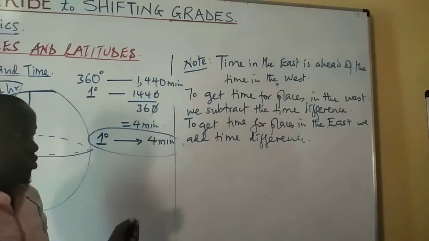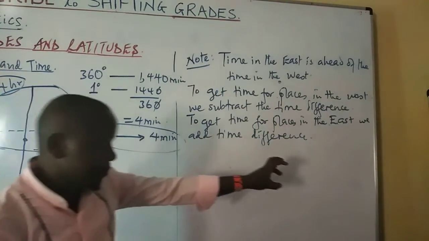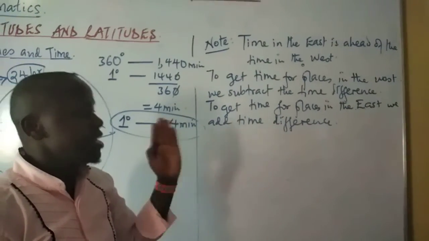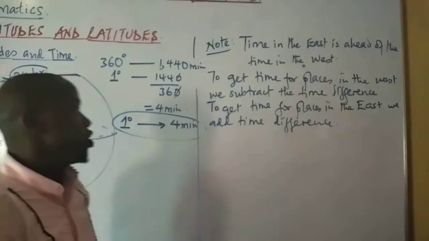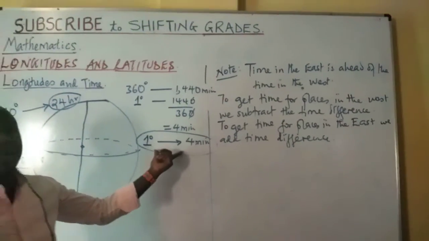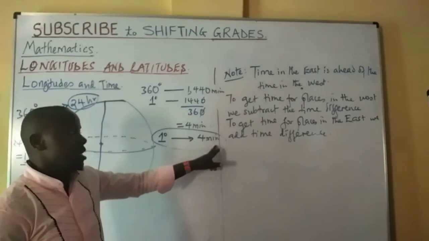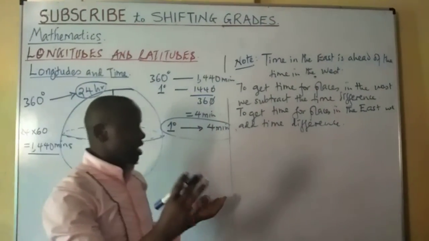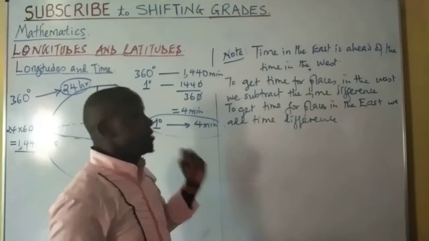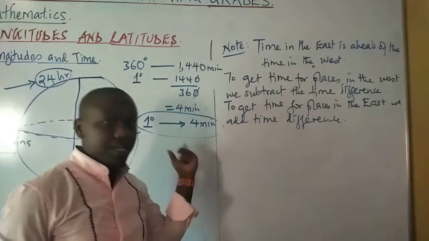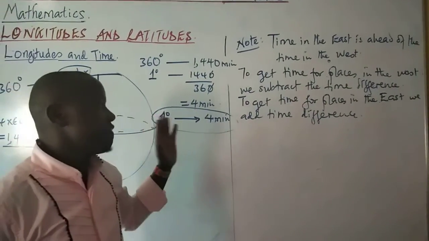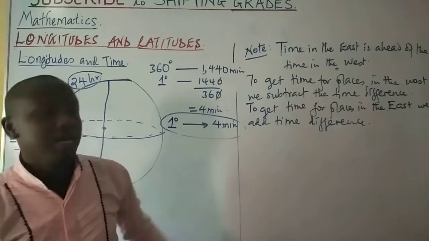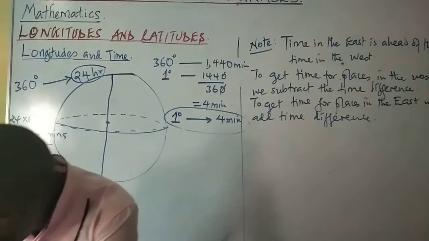We add time difference. Therefore, we first of all get the longitude difference, and because time in different longitudes is different, we compare using this relationship that 1 degree is equal to 4 minutes. After getting the time difference, we compare where the place is. If it is in the east, then we know that time there is ahead and we add the time difference. If a place is in the west, then we know that places in the west are behind in time and we will subtract. Let me give an example on this.